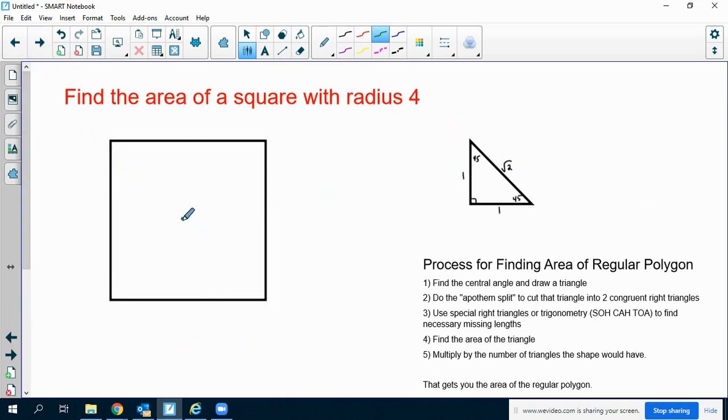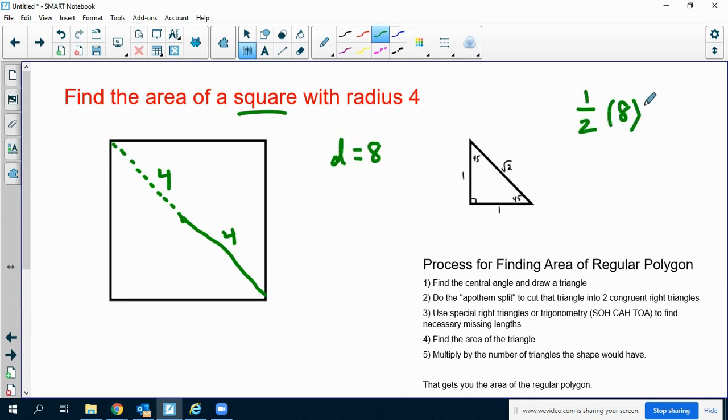Now, radius 4. Because of the properties of a square, this ends up being half of the length of the entire diagonal. So the diagonal is 8. So I can do 1/2 times diagonal 1 times diagonal 2. They're both the same. So in this problem, it would be 32 units squared would be the area of this square. But again, let's say I forget.